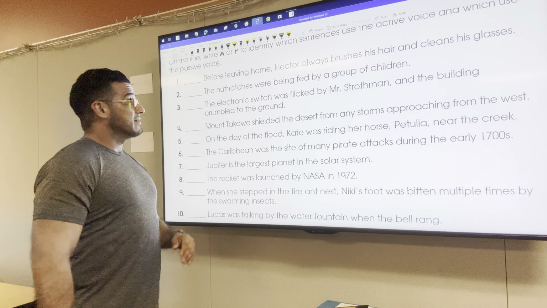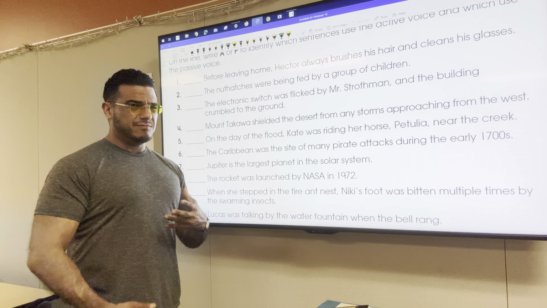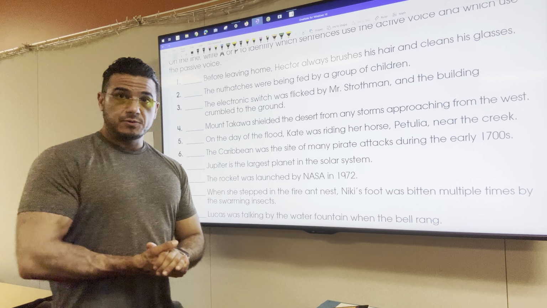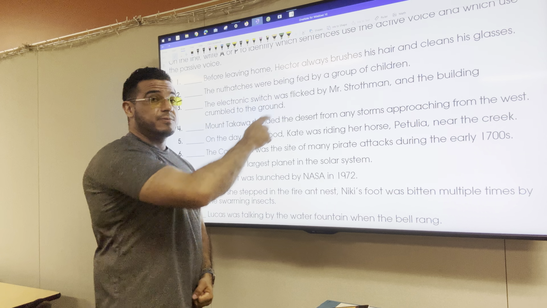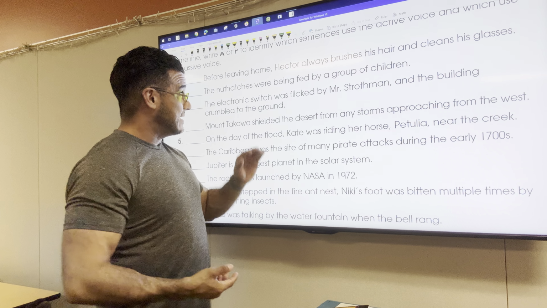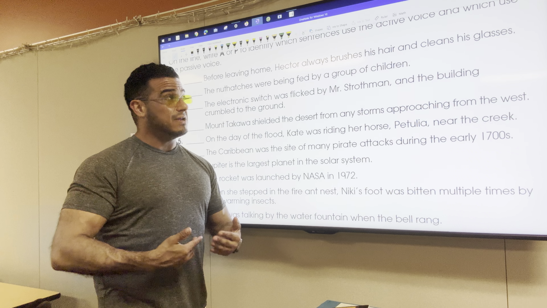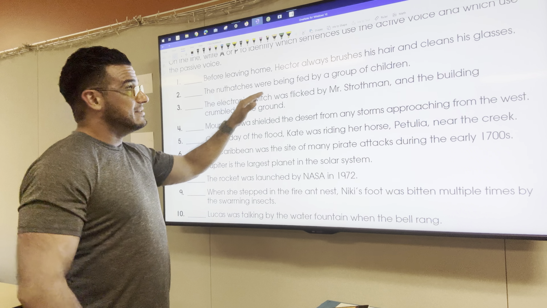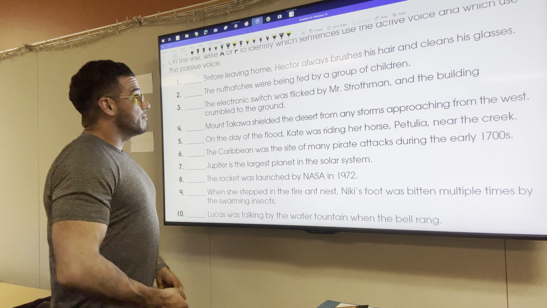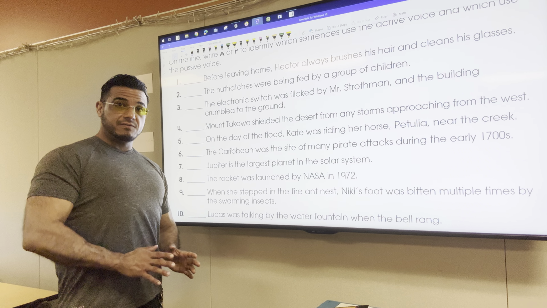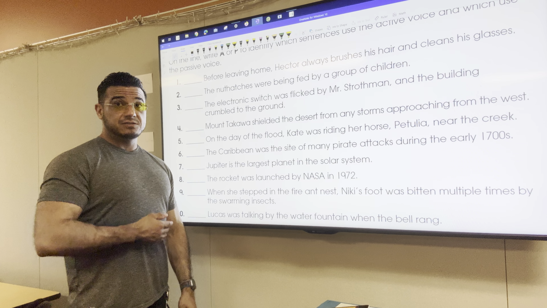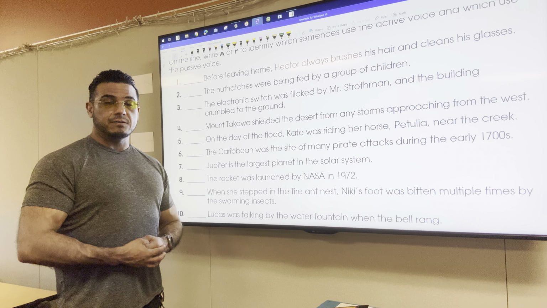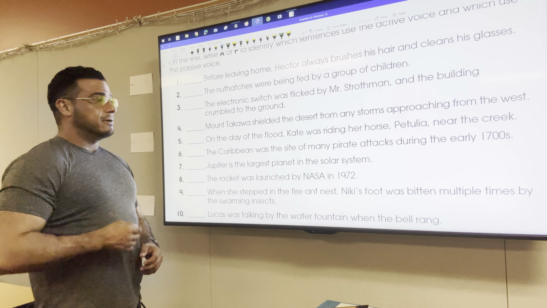For the second sentence, we have: the nuthatches, which are a kind of bird, were being fed by a group of children. What do you suppose it is? Well, we know the group of children are the ones actually feeding the nuthatches. However, the way that the sentence is written, the nuthatches are the ones receiving the action. Therefore, I can tell that it's a passive voice sentence. Now, for the remainder of these sentences, I'm going to have you pause the video. Please make your identifications independently, and when you are ready to review it with me, please hit play, and we'll go over it together. Thank you.